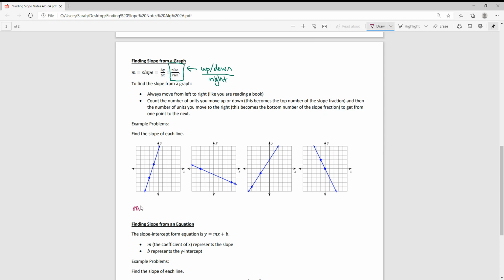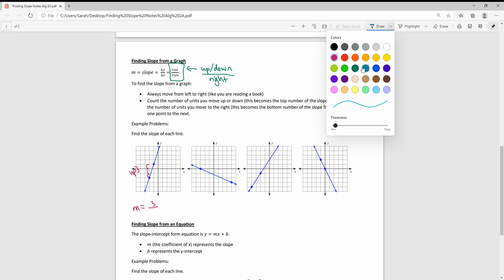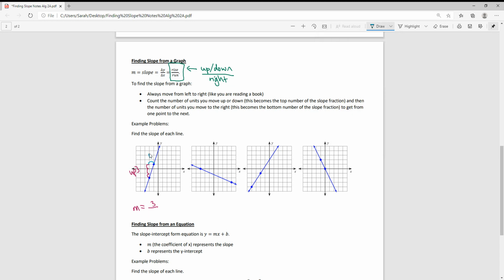So let's try one out. My slope, how do I get from the point on the left to the point on the right? I'm going to go up 1, 2, 3. So the top number of my slope is going to be positive 3. I go to the right 1. So my slope is 3 over 1, or you can think what's 3 divided by 1, it's 3. Either way, I get a positive slope because I was moving up as I go to the right.